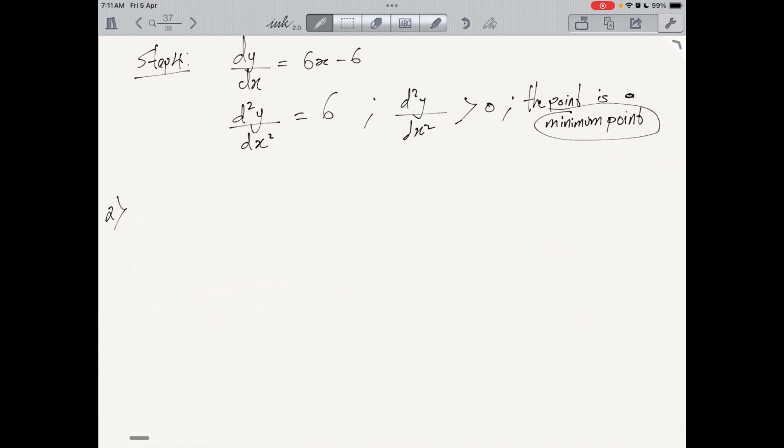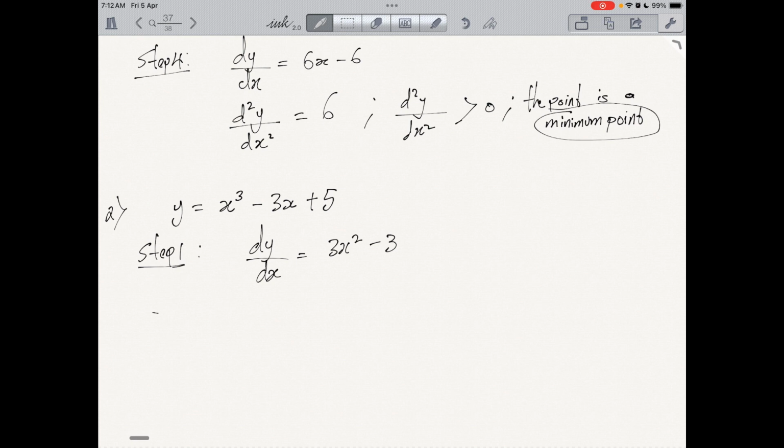Number 2. Let's take, for instance, we are given the equation of the curve y equals x raised to power 3 minus 3x plus 5. And we are asked to determine the turning point, its stationary point and the nature. Now, the first thing to do in step 1 is to evaluate dy/dx. The dy/dx is equal to 3x squared minus 3.